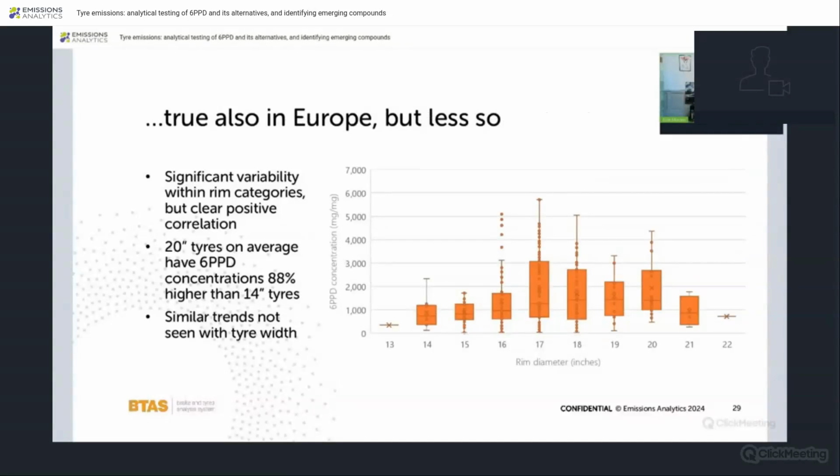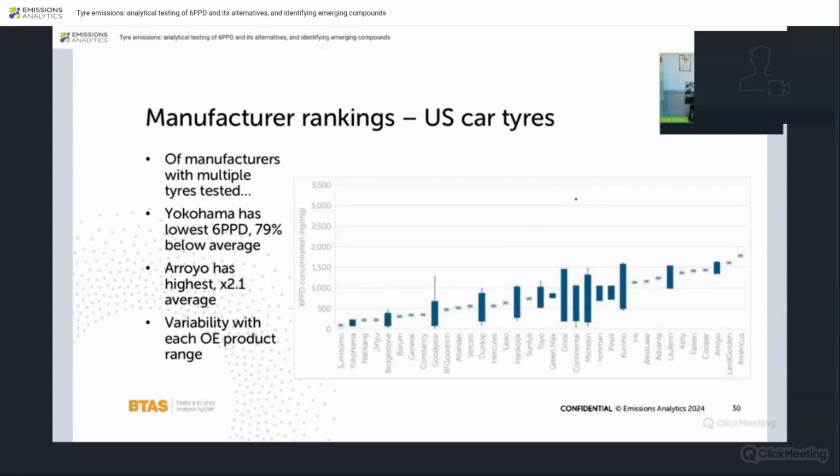Europe has a similar trend, although not as strong. Still, again, we can see big variability within the categories, but in this case, 20-inch tyres only have concentration about 88% higher than 14-inch tyres. And again, the same trend was not seen on tyre width.